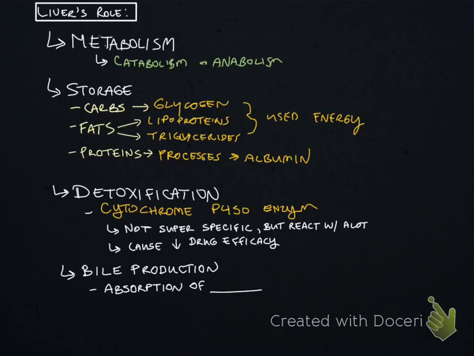So what it does is help to detoxify toxins by pulling them out of the blood running through the liver. But in turn, this also makes drugs that you're taking less efficient. So you have to consider this whenever you're calculating the dosage of things that get cleared by the liver. So it decreases drug efficiency. It also produces bile, which aids in the absorption of fats. So the liver's role is metabolism, storage, detox, and also bile production.